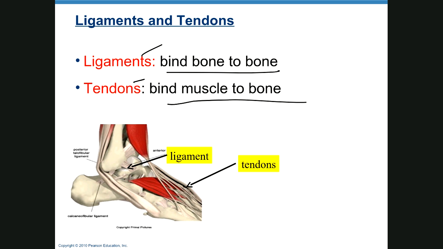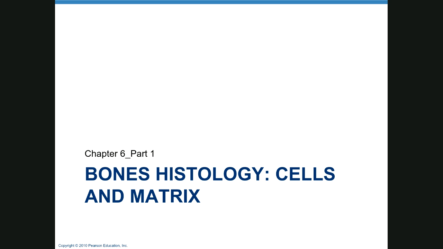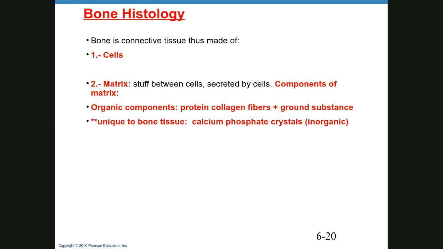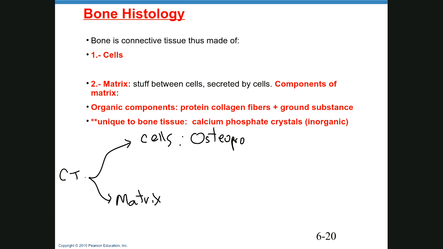Now, the most obvious, most important component of the skeletal system is going to be the bones themselves. So we need to spend a lot of time looking at the bones themselves. Now, bone is connective tissue. And as we have already said several times, connective tissue is made of two components, cells and matrix. In the case of bone, the cells that we're going to find in bone tissue are going to be osteoprogenitor cells, which are going to be stem cells. Osteoprogenitor cells are constantly dividing, and some of the daughter cells are going to turn into osteoblasts. So osteoblasts are going to be young bone cells.